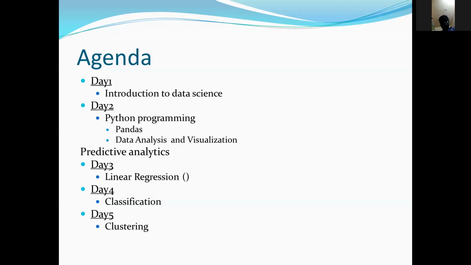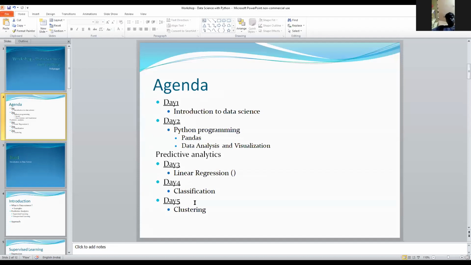models that we are going to see are linear regression, one of the very basic but very popular techniques in the field of data science, then classification, and then clustering.